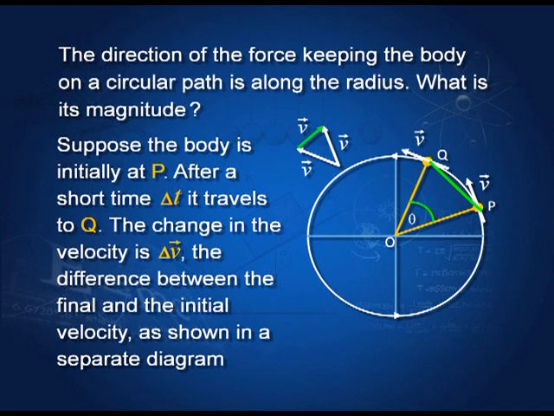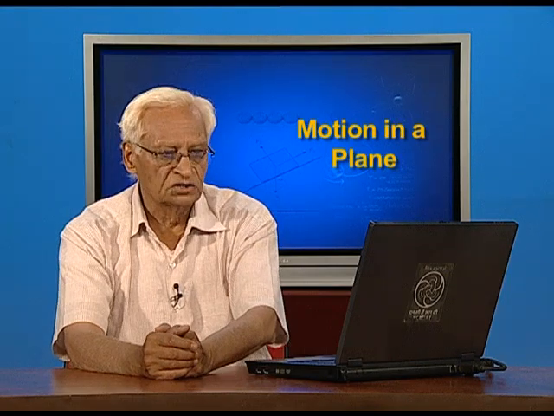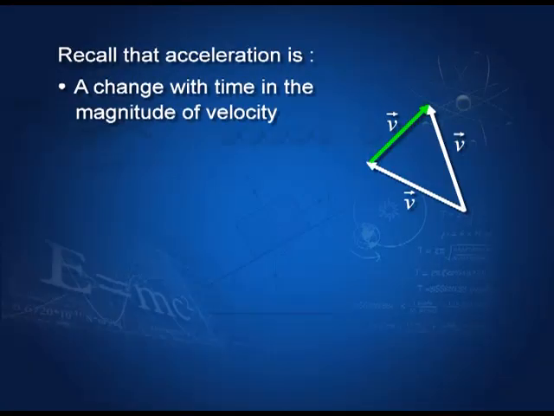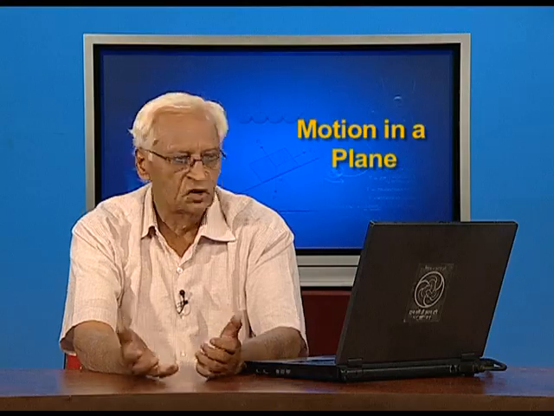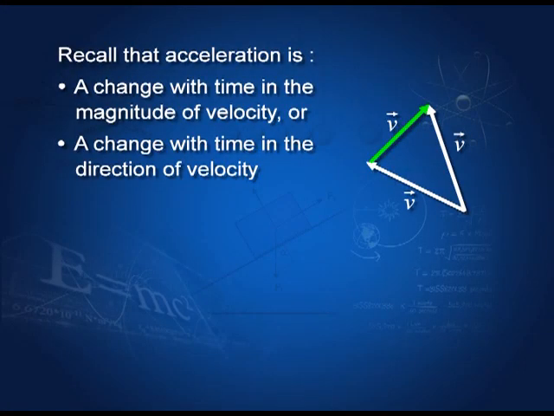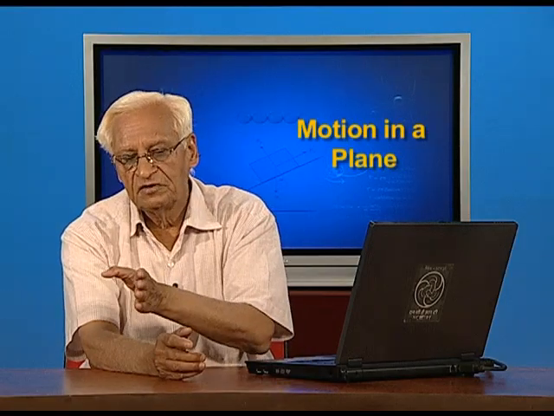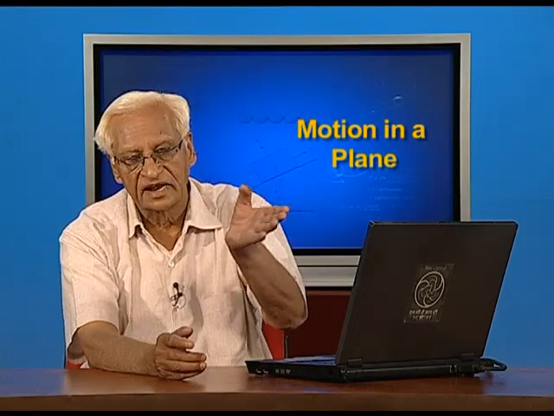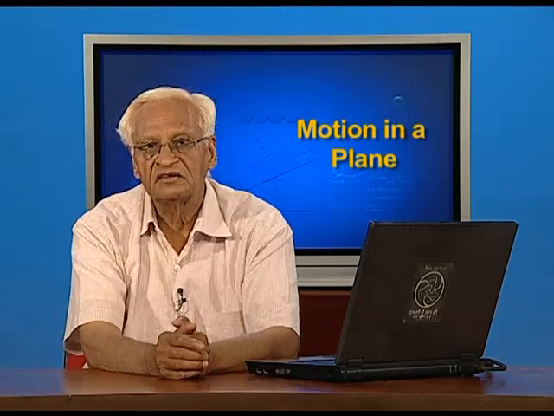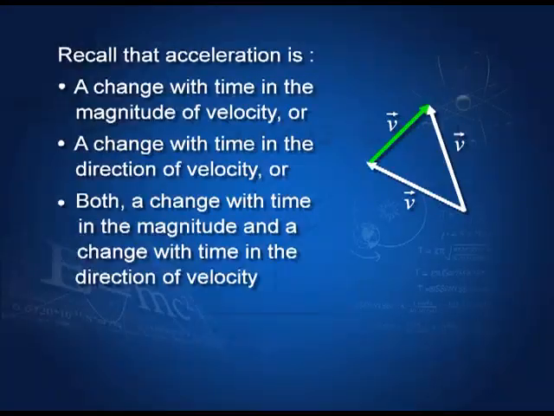So, the velocity is v here, but in the interval there is a change in velocity. Let me remind you what acceleration is. Acceleration is a change with time in the magnitude of velocity, or a change with time in the direction of velocity, which we have in this case. We have the velocity in this direction, then in that direction, and the change in velocity is delta v, and therefore, delta v gives the acceleration.